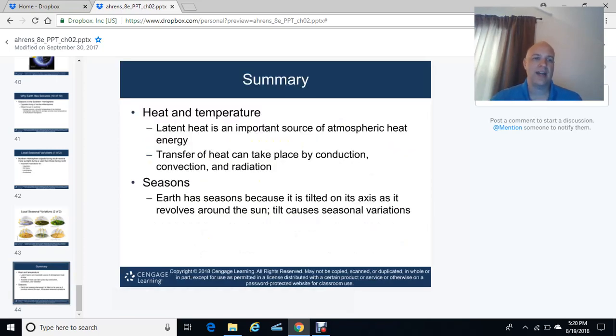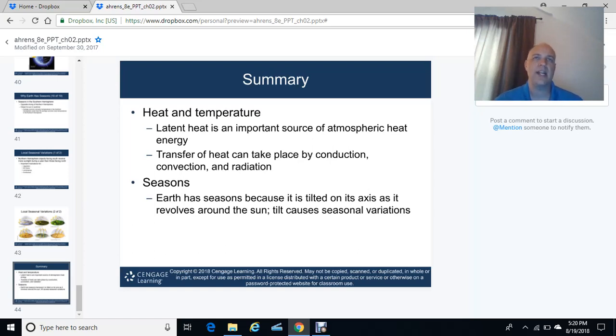All right, that wraps things up today. This is the Chapter 2 lesson summary. We're going to go over this real briefly. There is a difference between heat and temperature. Just keep that in mind. Heat involves the transfer of energy from a hotter to a colder object. That's what heat is. Whereas temperature is the average speed of molecules contained within an object or substance.